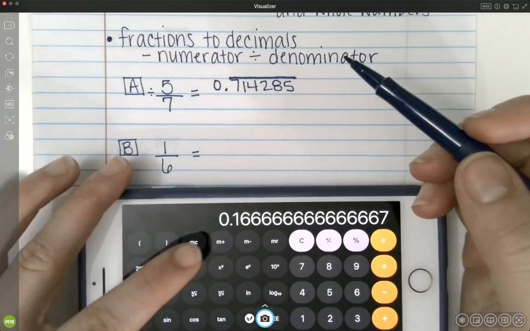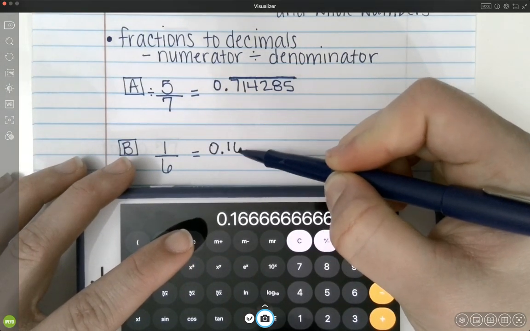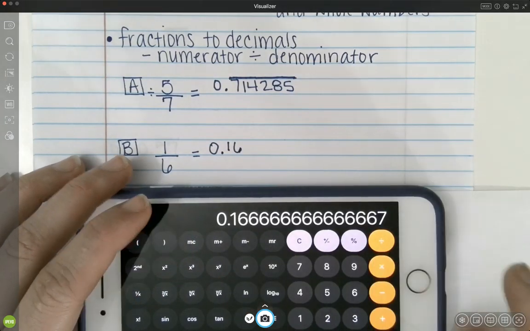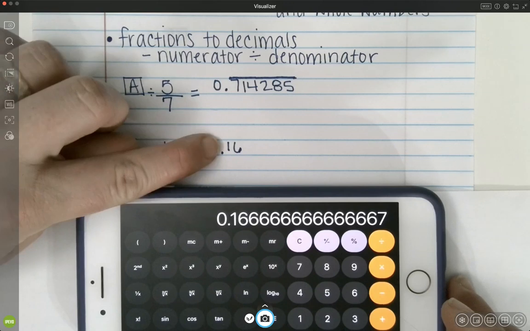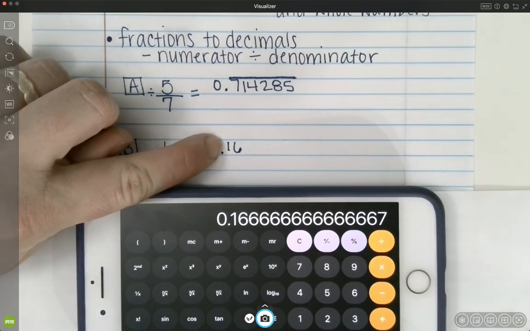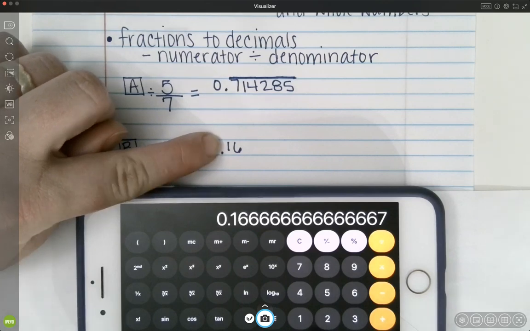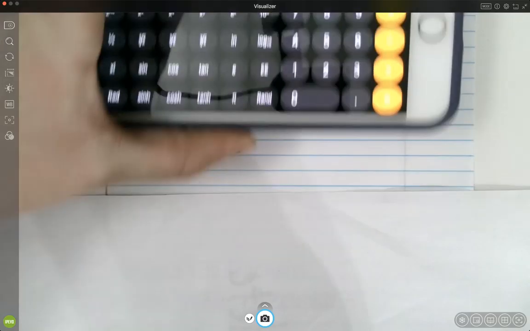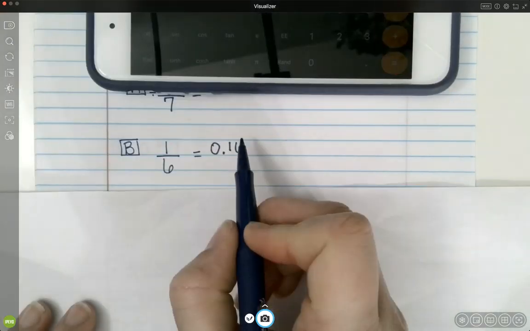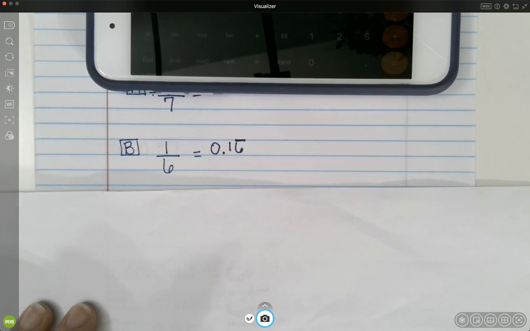So we would write this one as 0.16. Then once I hit the repeats, I stop. Now my bar only goes over the repeat. I do not put it over the 1. If I wrote it over the 1, that would mean 1, 6, 1, 6, 1, 6, 1, 6. And that is not what this calculator is showing. So when I record this answer, I want to make sure that my bar is only over the 6.